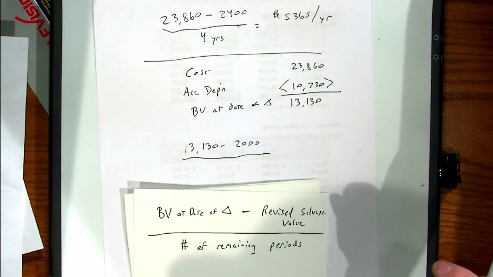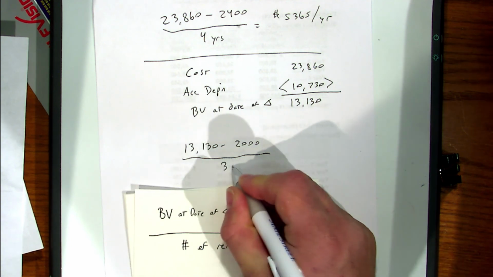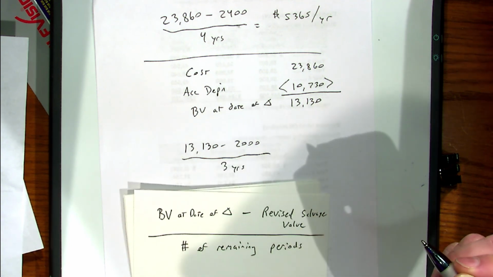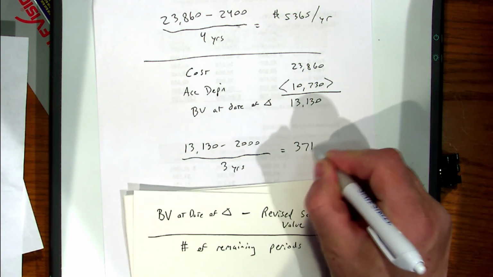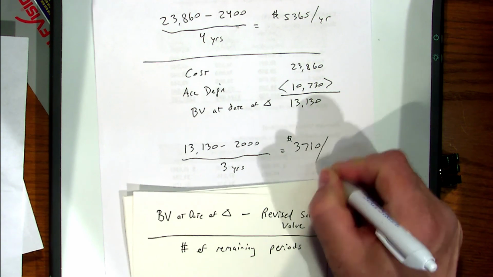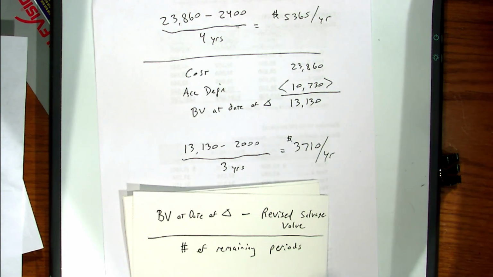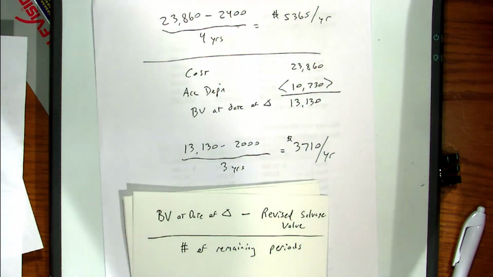Okay, and then they determine the machine has 3 more years of remaining useful life. So this is divided by 3 years. Is that correct? All right. So that, I think, comes out to 3,710 per year. Is that correct? We don't go back. We don't make revisions or changes in previous years on a change in estimate. This is just the amount that we depreciate for the next 3 years.